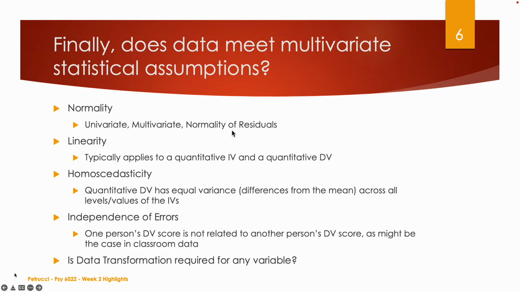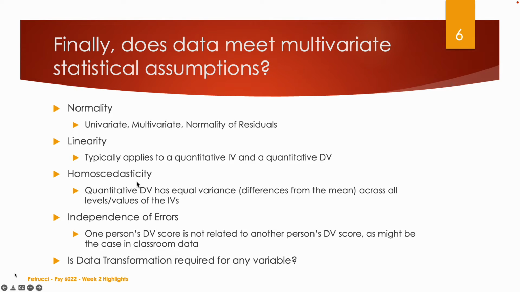That's also very important. With linearity, we want to know whether a quantitative independent variable is linearly related to the quantitative dependent variable, and to some extent whether two quantitative independent variables have a linear relationship, or whether two quantitative dependent variables have a linear relationship as opposed to a curvilinear relationship or no relationship.